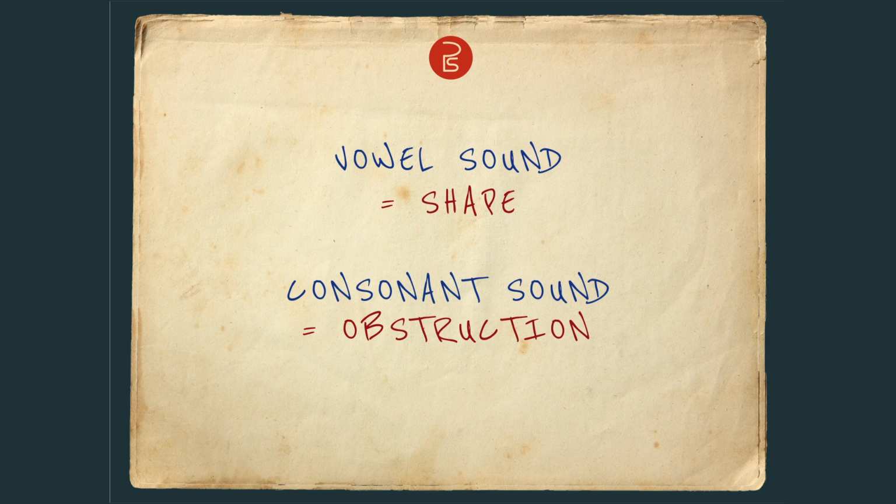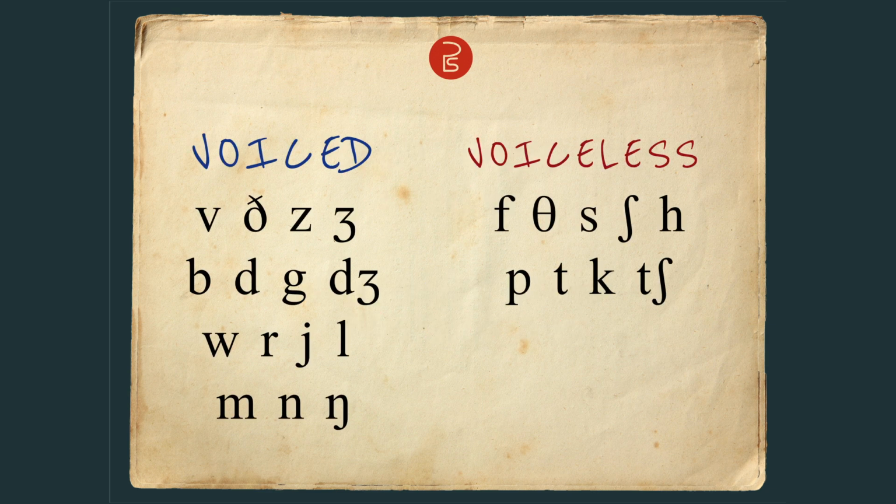The thing is, learning consonants is a very different process to learning vowel sounds, and it needs a very different approach. You can identify a consonant using 3 criteria. First, it's voicing. Are you using your voice or not? Voiced consonant sounds in English are v, th, z, zh, b, d, g, j, w, r, y, l, m, n. Voiceless sounds, made with no voice, are f, th, s, sh, h, p, t, k, ch.